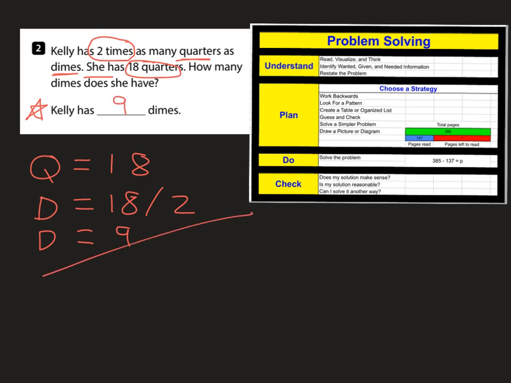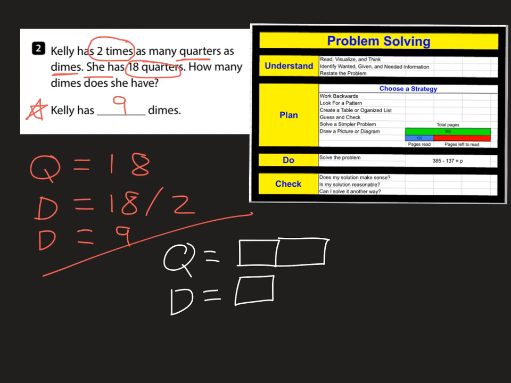All right, let's go ahead and set it up using the bar model. So we have quarters equals 2 times more than your dimes. So for your dimes, you'll have 1 box. And then I know that my total quarters is 18. So we've set our problem up. Now let's split 18 into 2 equal groups. That'll give us 9 and 9. So I know that there are a total of 9 dimes.